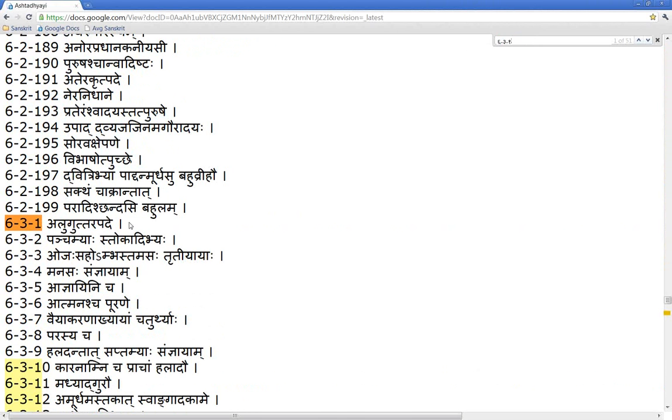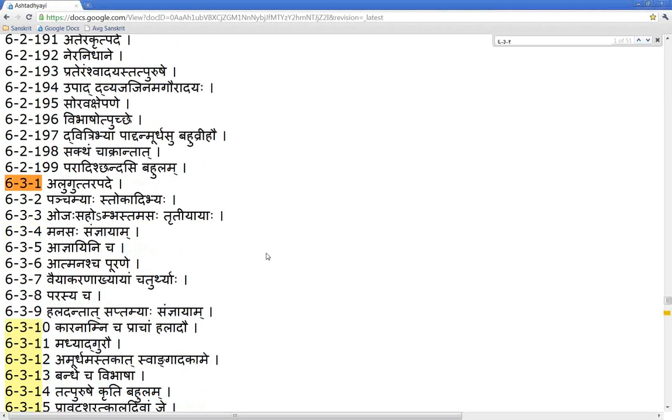So this is now telling you some operation on the Purva Padam of a compound. That means what is taking place on the Purva Padam. So this is not at the end of the compound, but the Purva Padam. This is Aluguttarapade. Today we are going to see a couple of these rules.